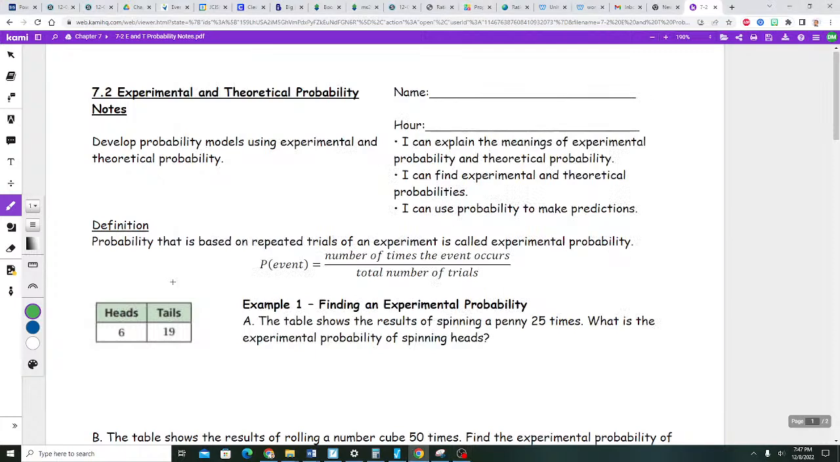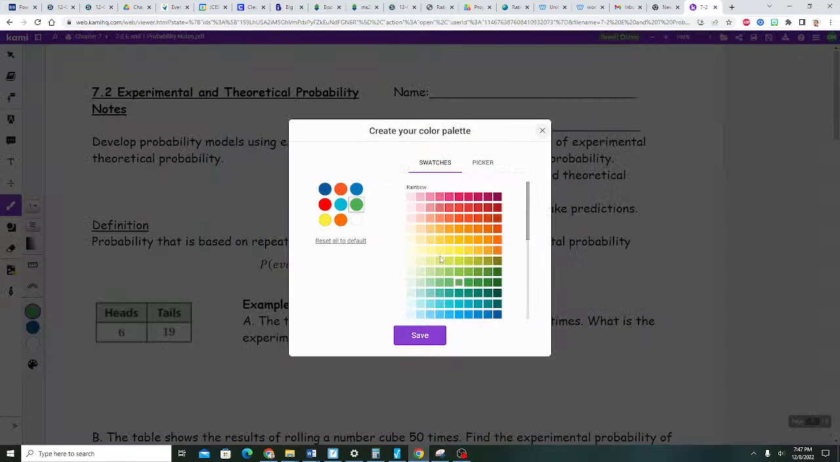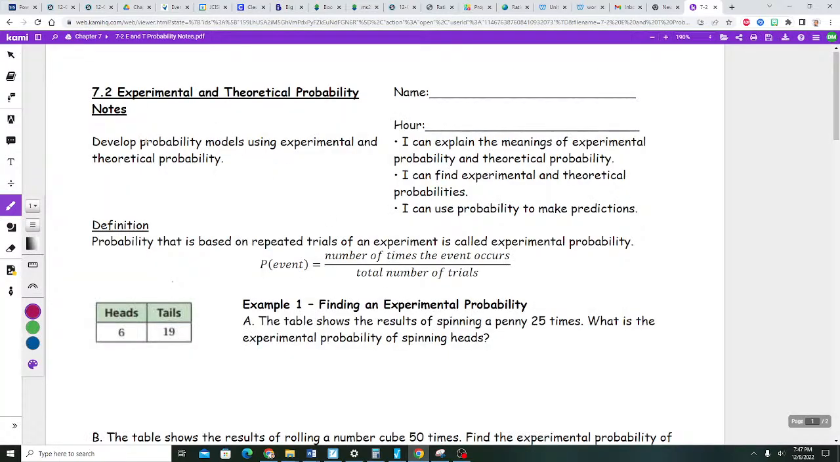Here we go. We're going to hopefully teach some stuff. We want to develop probability models using experimental and theoretical probability. We want to explain the meanings of experimental and theoretical probability. We want to find experimental and theoretical probabilities. And we want to use probability to make predictions.